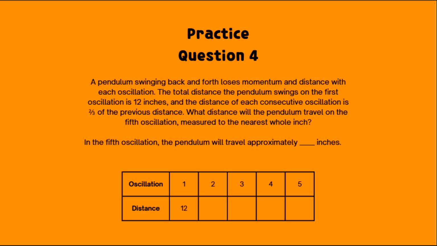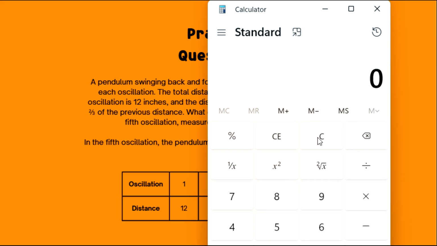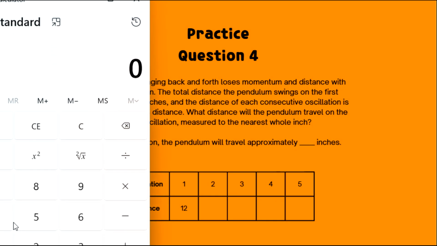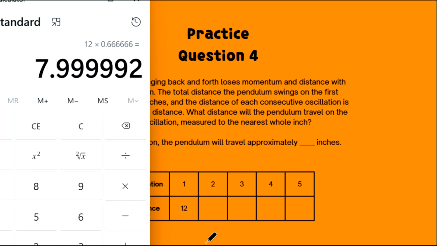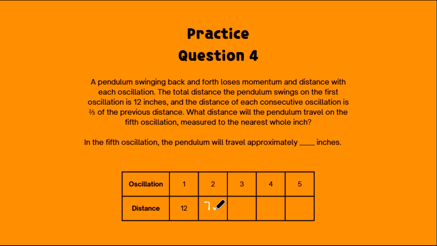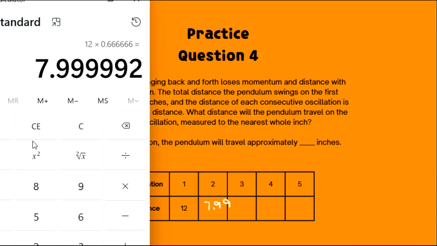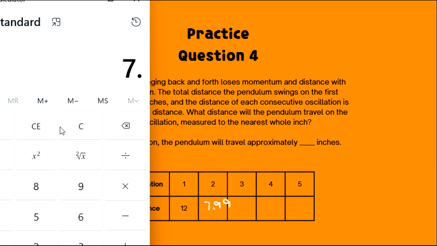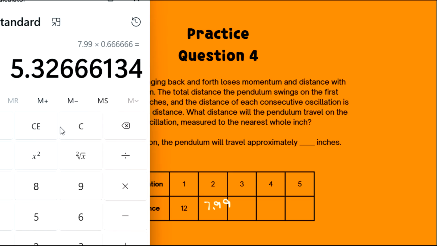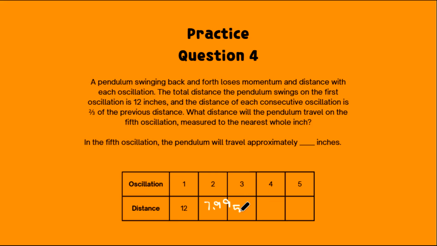So again, there's 2 ways you can solve this. You can just do each iteration and find out for 5, or you can write the formula. There's only 5 of them, so I'm just going to figure this out. 12 times 2/3. 2/3 is 0.666666, so 12 times 0.666666 gives us 7.99. It wants us to go to the whole inch, so 2 decimal places should be fine. 7.99 times 0.666666 gives us 5.33, we'll say.